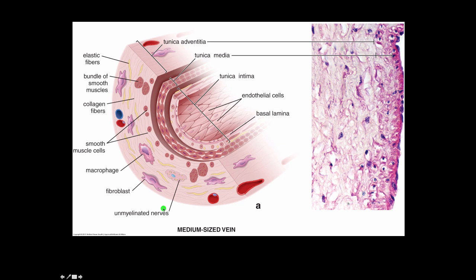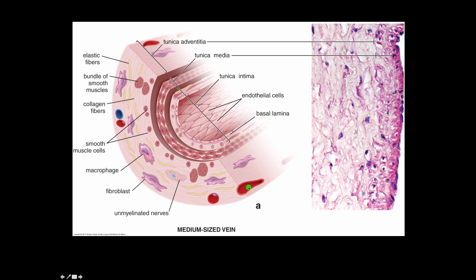And this just shows an example of a medium-sized vein. So tunica intima, tunica media, tunica adventitia. Now what can you immediately say in relation to arteries and veins? In veins, the tunica adventitia is more prominent than either the tunica intima or the tunica media. You can note in the tunica adventitia, in these medium-sized veins, you may see occasional smooth muscle cells and even sometimes some bundles of smooth muscle cells.